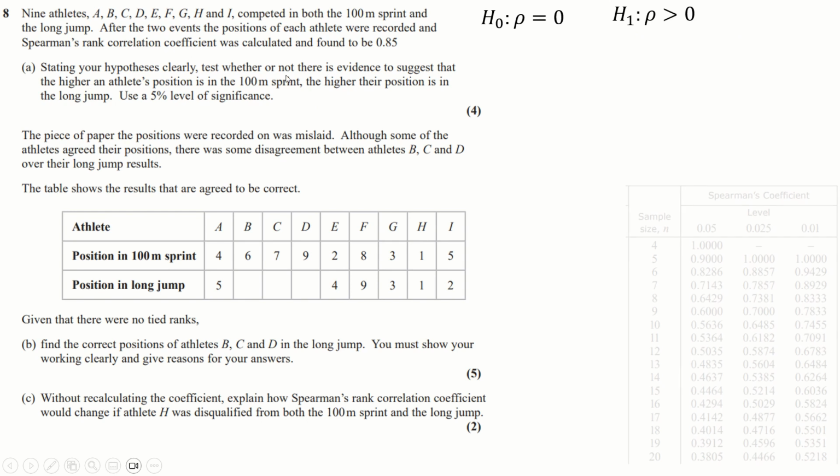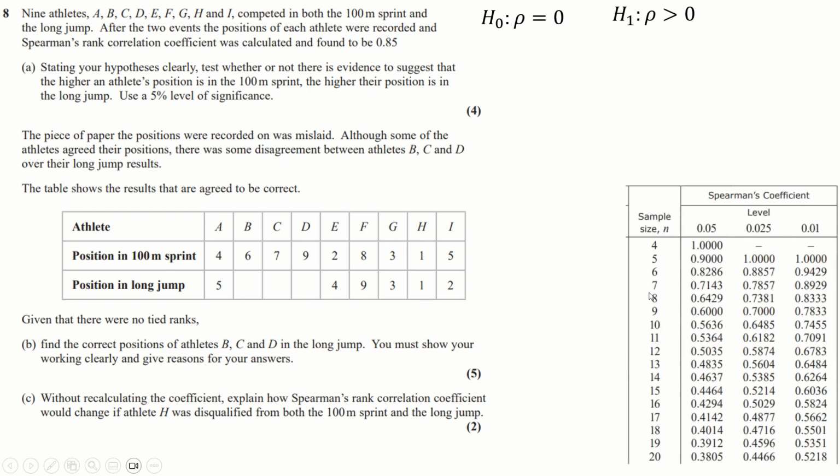So okay, well, all we need to do is go to the Spearman's rank coefficient table, and we've got a sample size of 10.